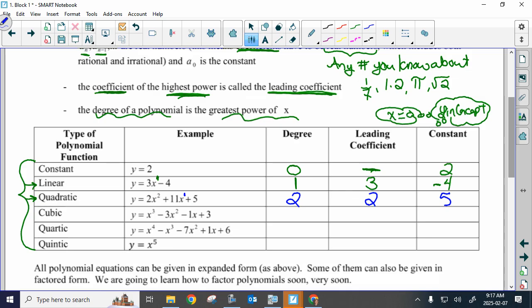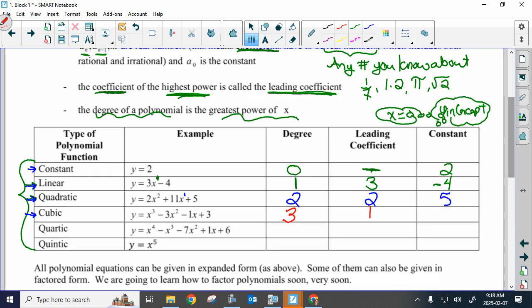So this is cubic. You guys are going to need to know the names. So this is constant, linear, quadratic. This is cubic, so it's a cubic function, and the cubic functions have a degree of 3. Guys, what's my coefficient on that x cubed? Yeah, 1. If there's nothing there, it's assumed to be 1.